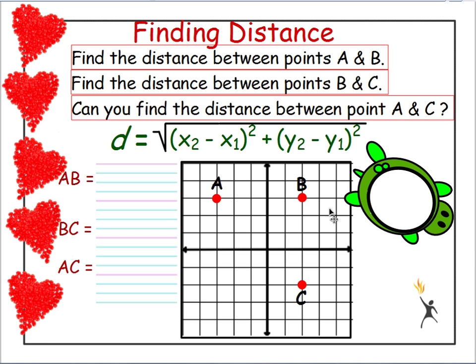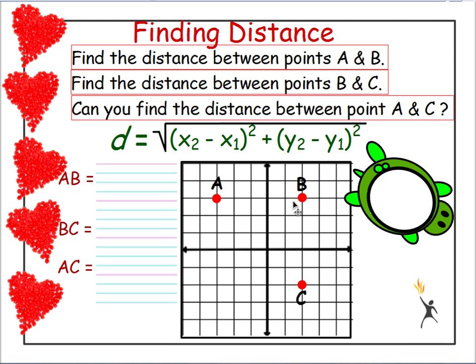When I'm on a coordinate grid, finding distance sometimes is super easy, sometimes not so much, but there's the distance formula to help us out. We have used distance formula before, so this is not the beginner's video for distance formula, but let me just show you a couple quick things. If I need to find the distance between points A and B, see how they're completely horizontal from each other? That's not going to be a hard thing.